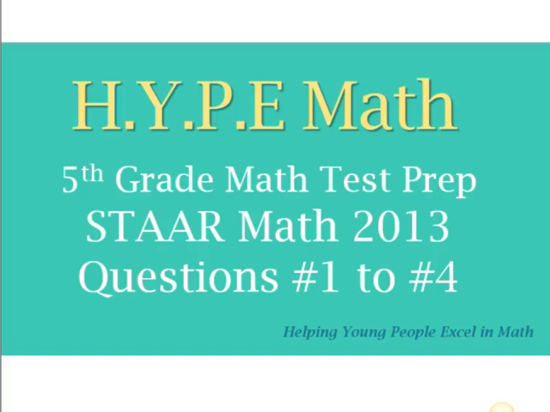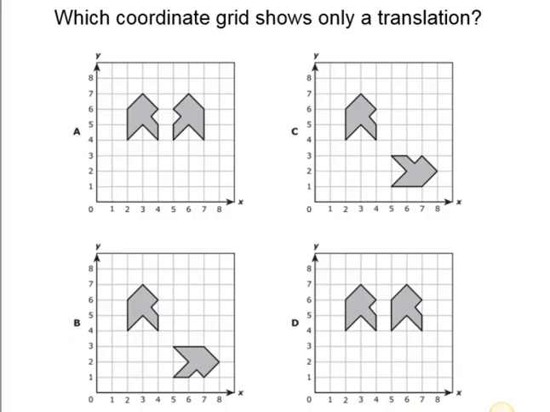In today's 5th grade math test prep lesson, we will be reviewing the STAAR Math 2013 test, questions number 1 to number 4. Let's get started. Our first problem says, which coordinate grid shows only a translation?